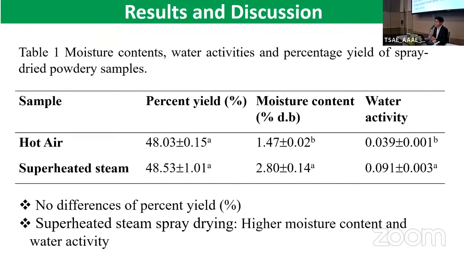design discussion. The first one is moisture content, water activity, and the percentage yields of the spray-dried color samples. We see that there are no differences in percentage yield of the produced powders, which are around 48%. And we observe that the steam-dried powder had higher moisture content and water activity than the hot air dried powders.